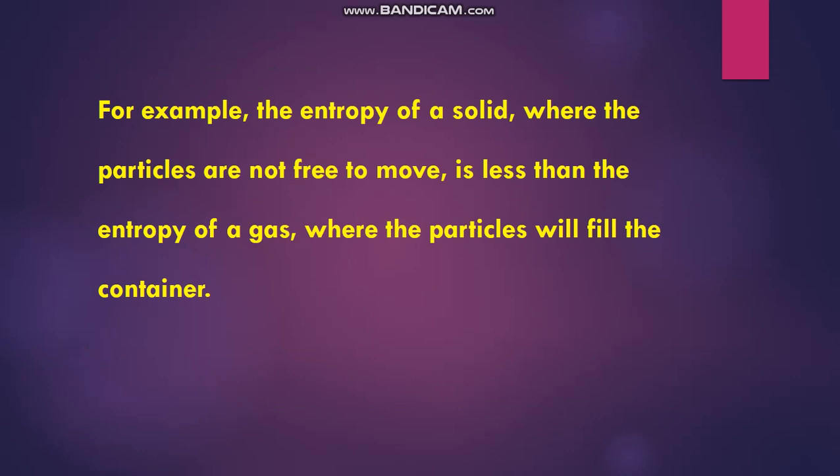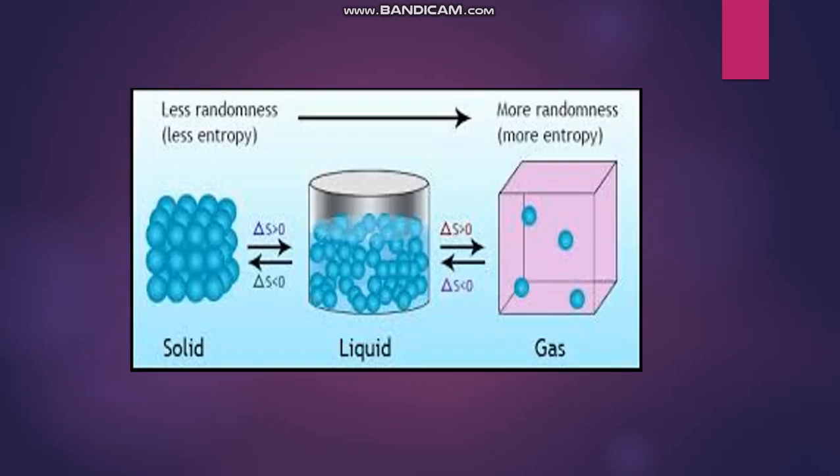For example, the entropy of a solid, where the particles are not free to move, is less than the entropy of a gas, where the particles are free to move and will fill the container. Here we can represent the entropy of solid, liquid and gas. Solid has less randomness, so less entropy. If you go to the gas, it has more randomness, so more entropy. Between these two we have liquid, which has medium randomness and medium entropy. For an irreversible process delta S is greater than 0, and for a reversible process delta S is less than 0. S represents the entropy, delta S represents change in entropy.